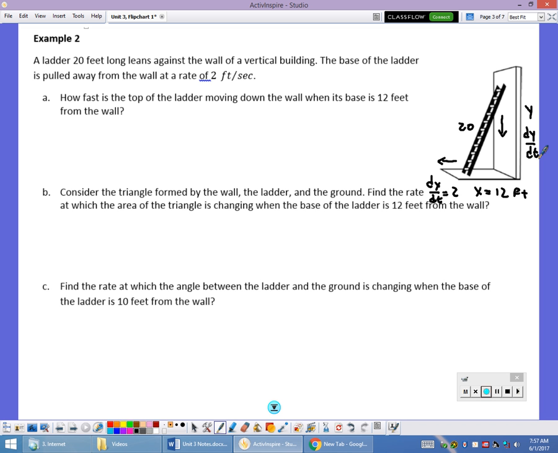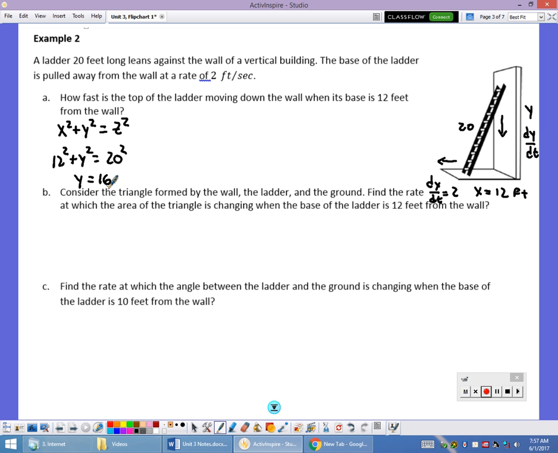The relationship between the variables is the Pythagorean theorem, so it's going to be x squared plus y squared equals z squared. The one I don't know right now is y. I can solve for that by plugging in 12 here and plugging in 20 here. When I solve for y, I get y equals 16. It's a nice Pythagorean triple, a 3-4-5 triangle multiplied by 4.